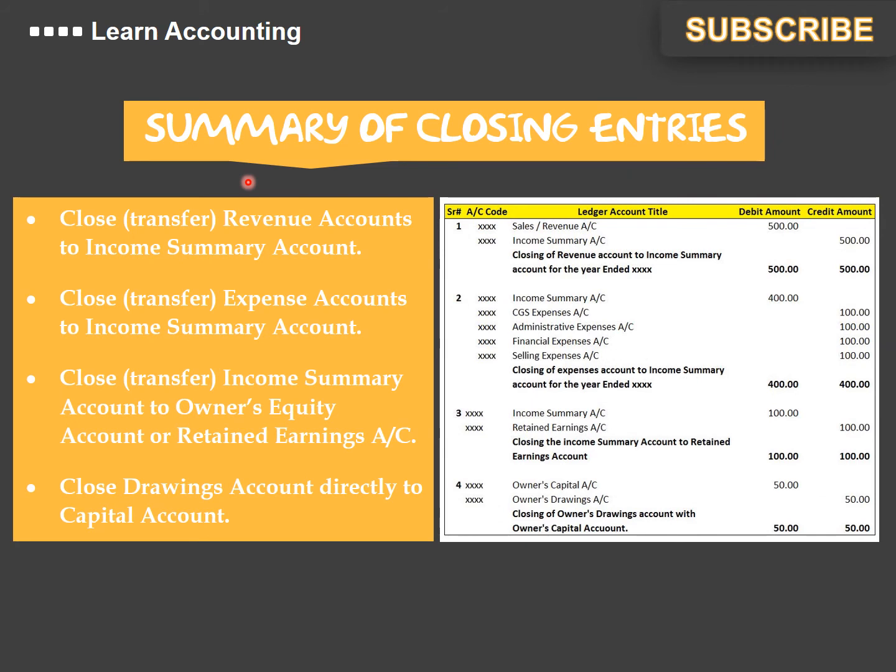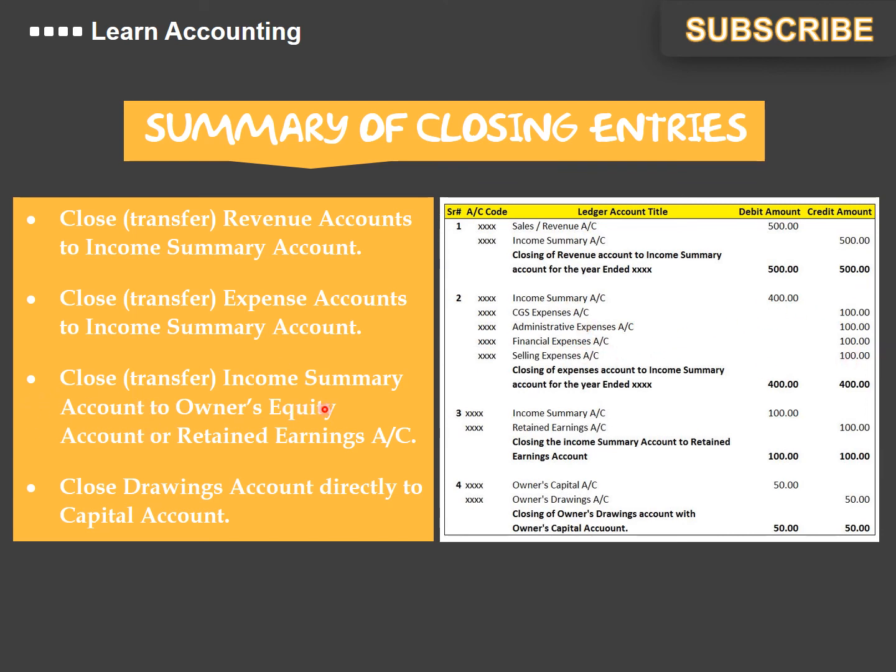Let's summarize what we have learned so far. Closing or transferring the revenue accounts or the sales accounts to income summary account: what general entry did we pass? Sales account debit and income summary account credit. Closing or transferring the expense accounts to the income summary account: so what general entry did we pass? Income summary account debit and expense accounts credit.